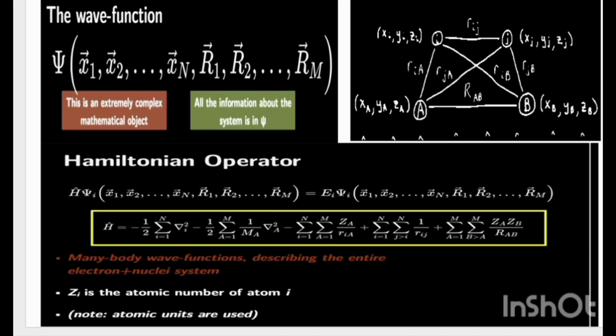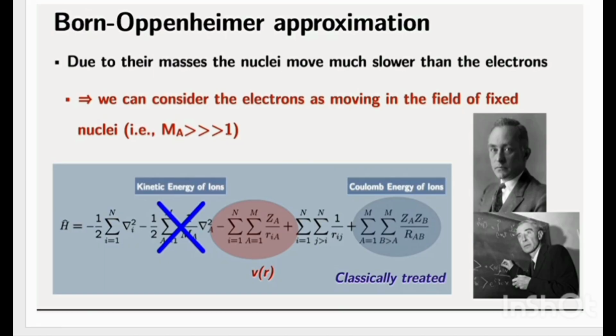The original Schrödinger equation is very difficult to solve because of the complexity, but we can approximate the equation with the following approximations. The first one is the Born-Oppenheimer approximation. In the Born-Oppenheimer approximation, it is stated that the masses of the nuclei are much heavier than the electron. So as compared to the electron, the nuclei are moving very slowly.